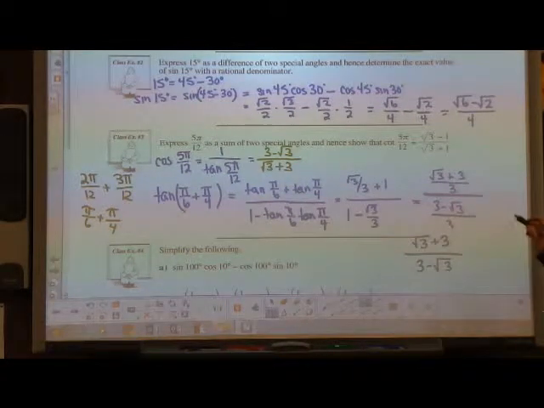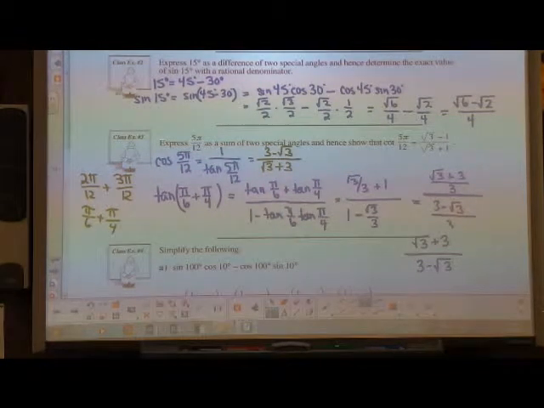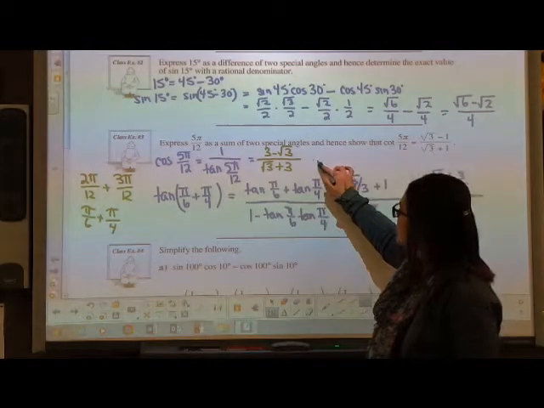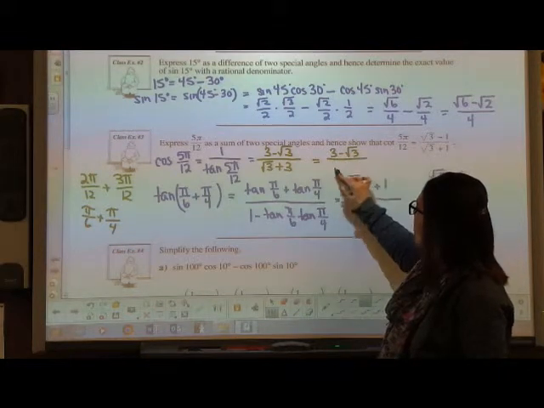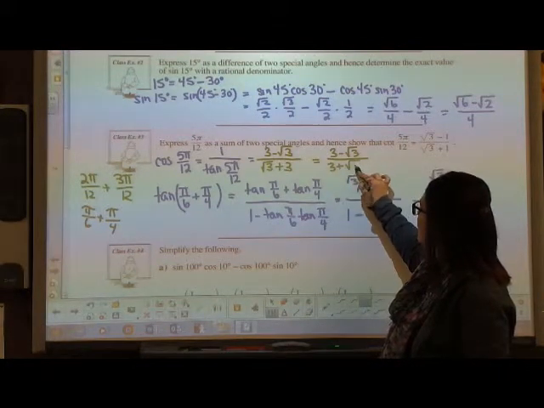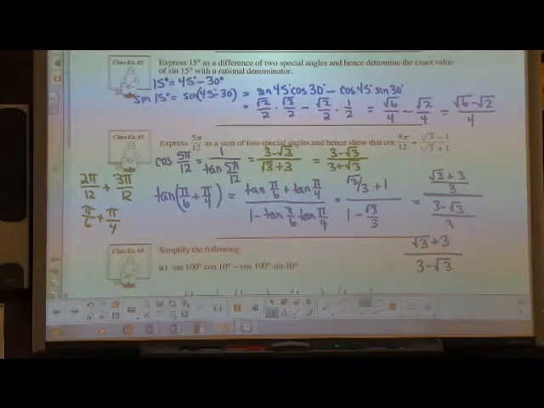Which does simplify to this with a whole bunch more steps, and I'm not going to do all of those additional steps. We're just going to leave it where it's at. What I could do is go 3 minus root 3 over 3 plus root 3 and just change these around because they're both the same. And then that way I've got my rational numbers and my irrational numbers stacked.